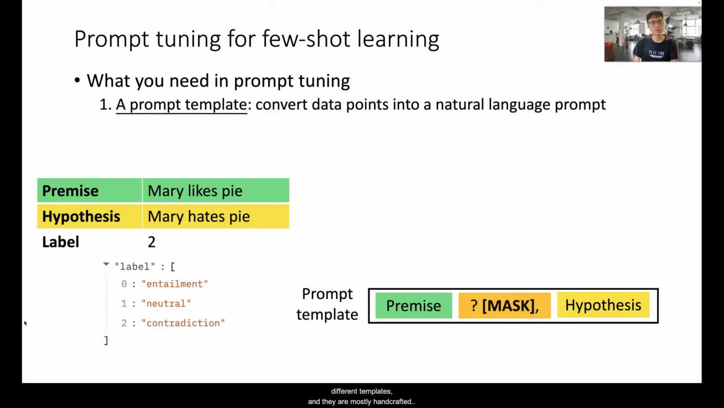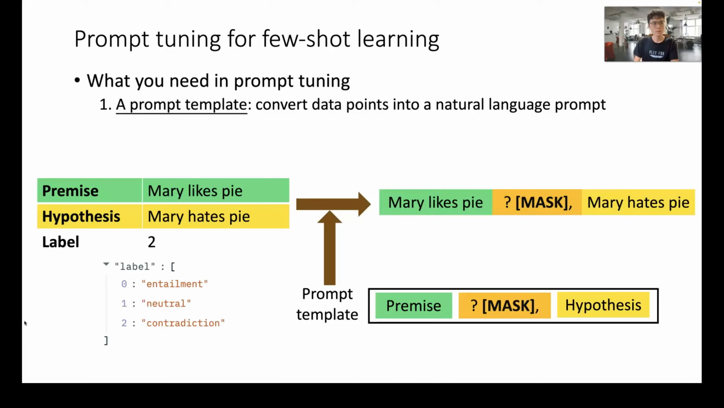Different tasks will have different templates, and they are mostly handcrafted. We take natural language inference as an example here. The natural language prompt template says that given a data point, we simply connect the premise and the hypothesis with a question mark, a mask token, and a comma. So the data point on the left-hand side is converted into the natural language prompt on the right-hand side.